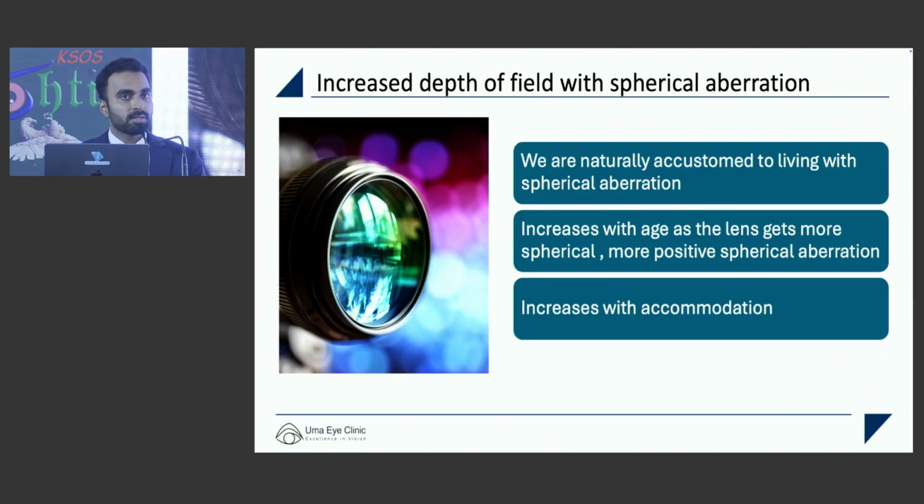So what exactly is spherical aberration? This is an aberration that we are used to living with on a daily basis. Our lenses by nature are spherically aberrated, and as we keep aging, the spherical aberration keeps increasing. And also when we accommodate, when we look at something for near, the lens gets more spherical, and by nature we have more spherical aberration, and that gives us better near vision.